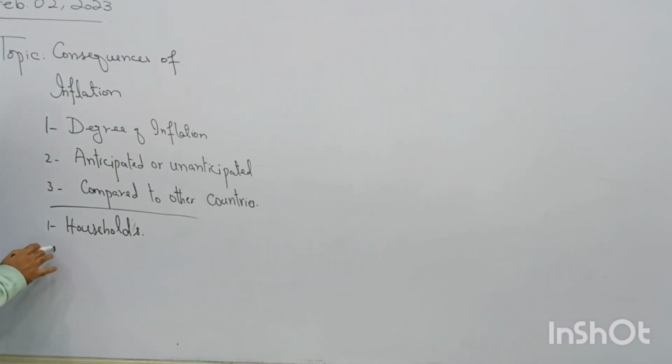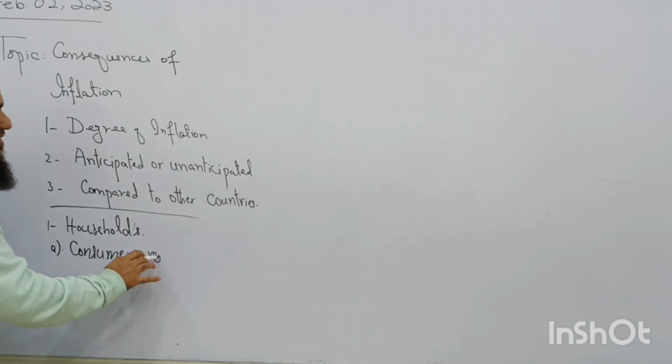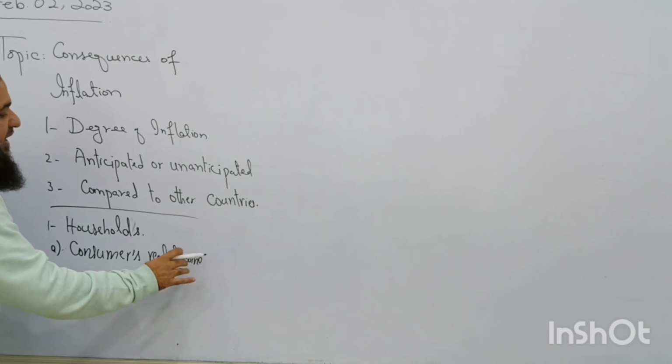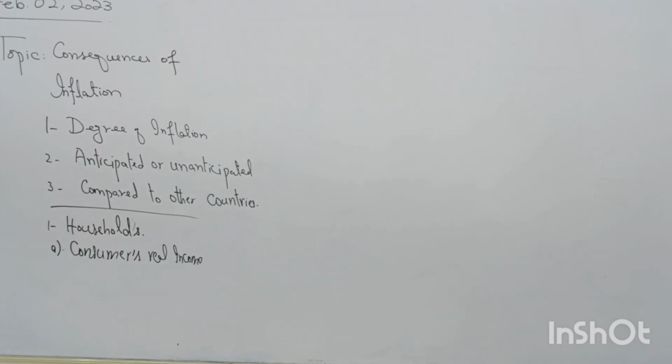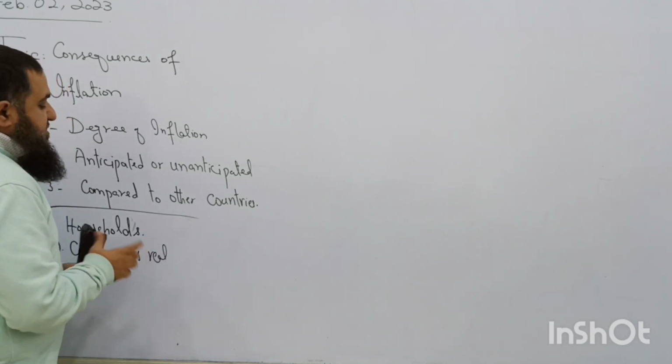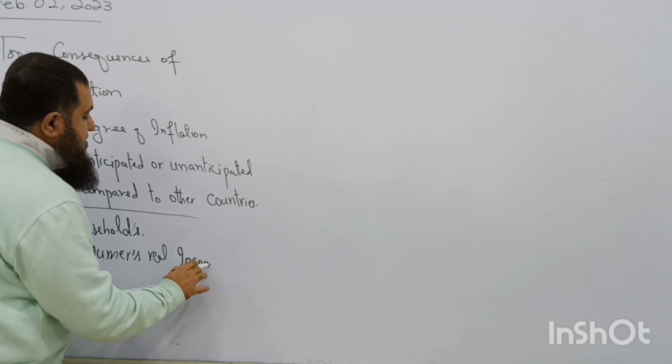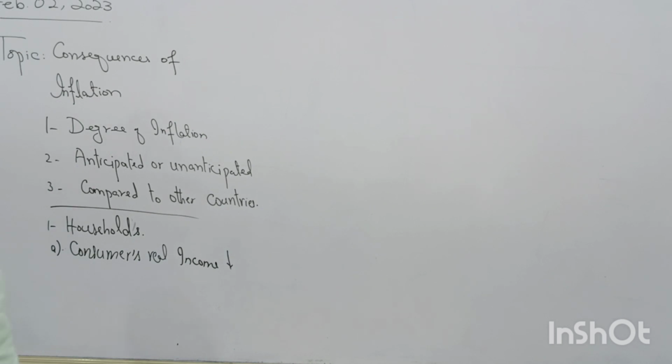Now the first thing: how are consumers affected? Consumers' real income will fall. Real income falls for the consumer when there is inflation. It causes the purchasing power of income to decrease. Who are the fixed earners? Salaried people and pensioners. They earn a fixed amount, so their real income will decrease. The purchasing power of their income will fall due to inflation. In other words, they have to pay more for the same basket of goods, so their expenditures will increase.